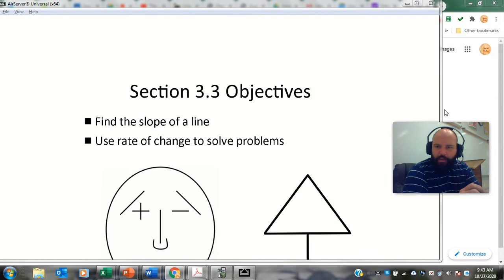Okay, good morning, everybody. Hope you're doing well today. So we are going to be starting Chapter 3, Section 3. This is the first chapter and section that we're going to do after your last quiz. So hopefully the quiz went well for you.